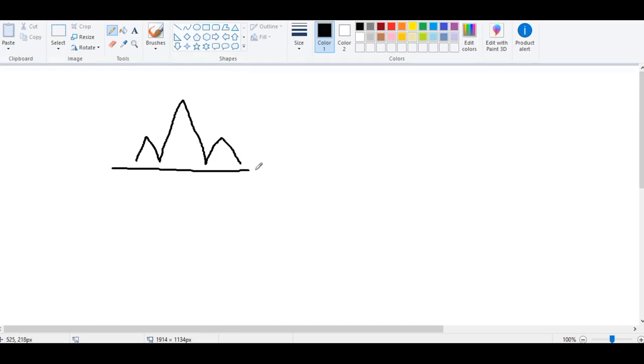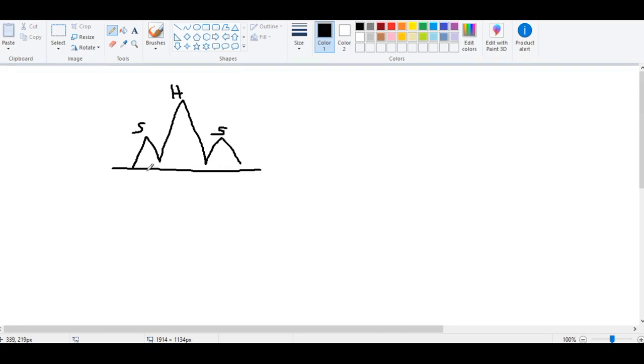Okay. Where this is the left shoulder, this is the head, and this is the right shoulder. So a head and shoulders pattern will always have two shoulders and a head, and the head will always be greater than the two shoulders, right? The peak will always be greater than the two shoulders.